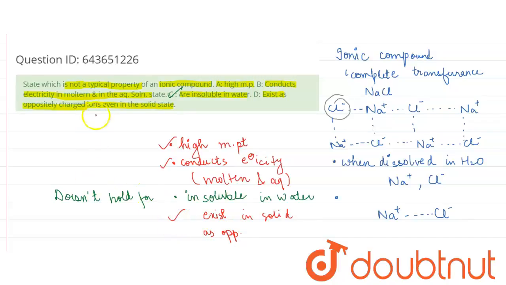So what is the correct answer for the following question? We got our correct answer: they are insoluble in water is not a typical property of an ionic compound. This does not hold, since they are soluble in water, they exist in their ionic forms, and they are able to conduct electricity in their ionic form when dissolved in water. So option C is the correct answer.